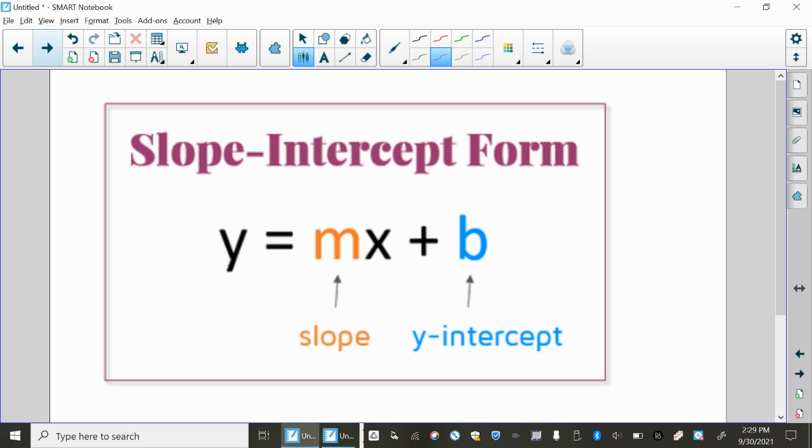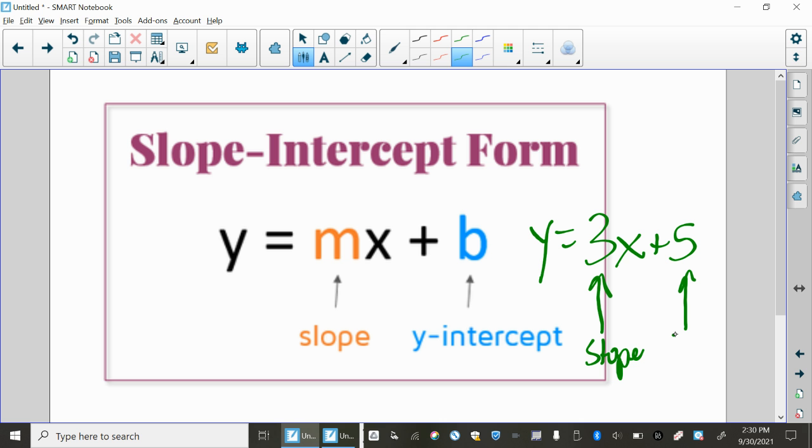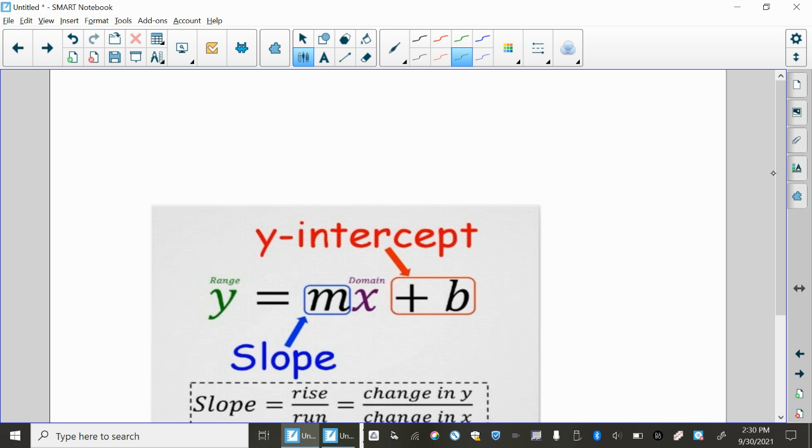Slope-intercept form tells us two things about graphing a line: the slope, which is the number in front of the x, and the y-intercept, which is the number after the mx plus b part. For example, we're going to have an equation like y equals 3x plus 5. 3 is our slope, and 5 is our y-intercept. Okay, and we'll go over in just a minute how to start graphing those lines. Hopefully you remember. If not, it'll come back to you.